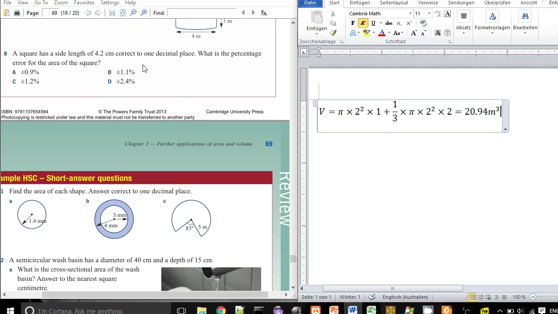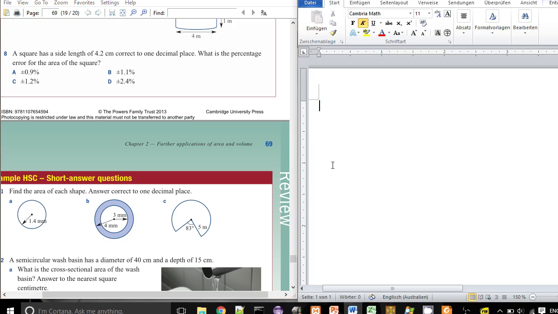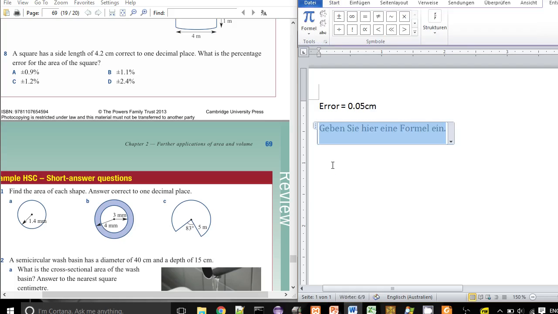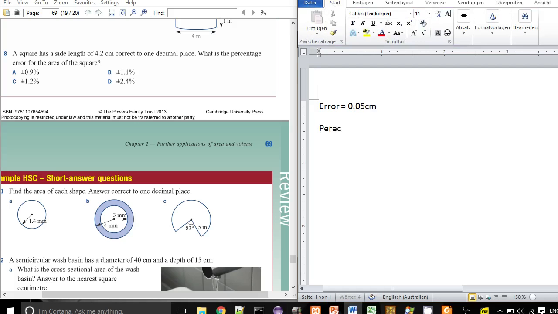Alright, number 8. A square has... Okay, so side length is 4.2. The percentage error, so it could be 4.25. Just imagine a 5 after the 2. Like it could be a little bit more than that, or a little bit below. Okay, so the error is 0.05 centimeters.